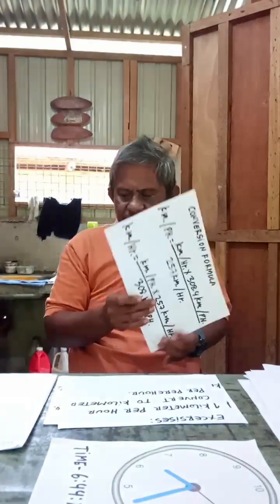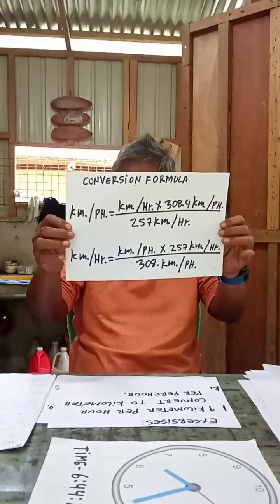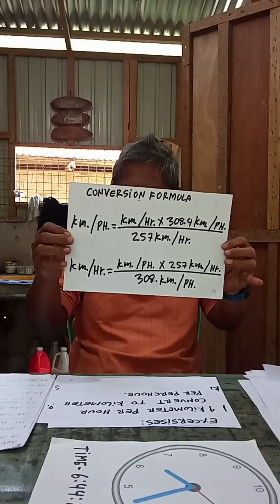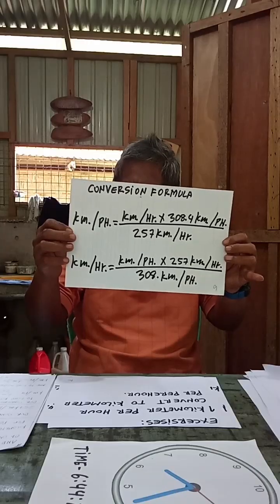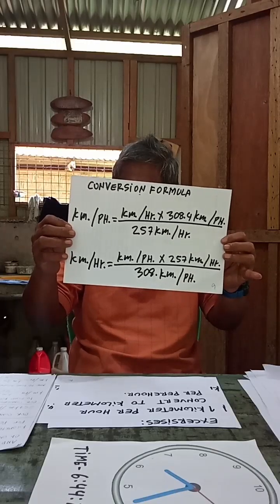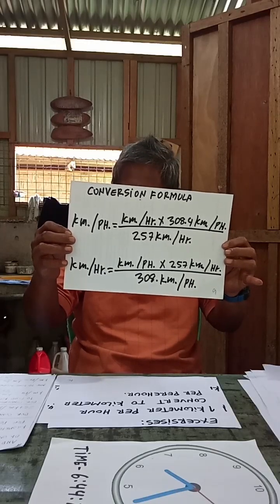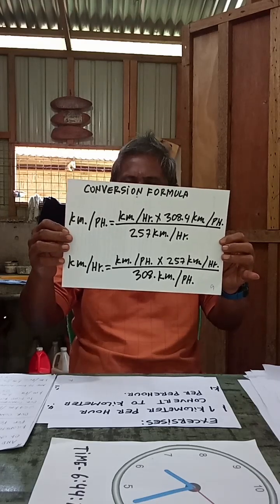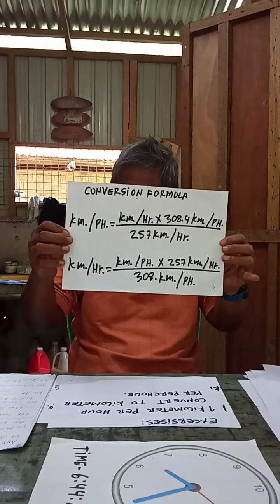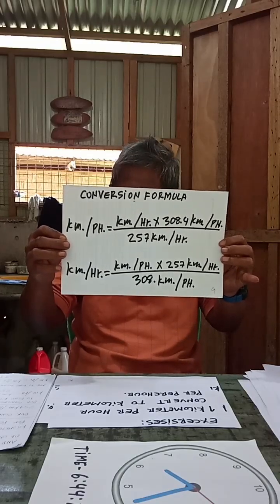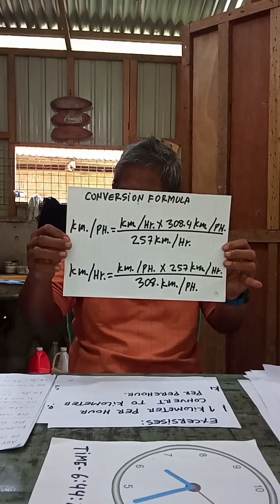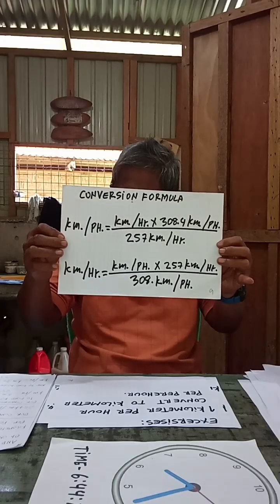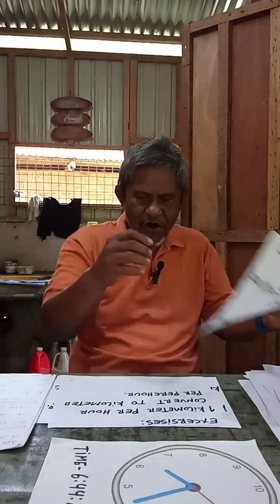So our conversion formula to find kilometer per perihour is kilometer per hour times 308.4 kilometer per perihour over 257 kilometer per hour. And to find kilometer per hour is kilometer per perihour times 257 kilometer per hour over 308.4 kilometer per perihour.